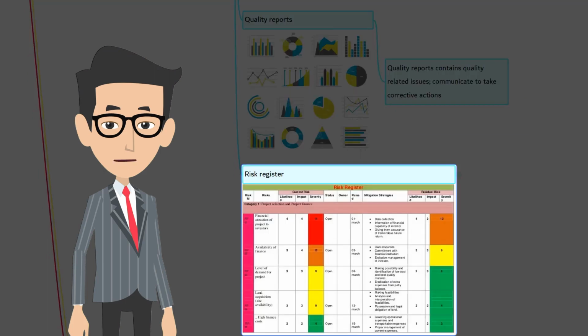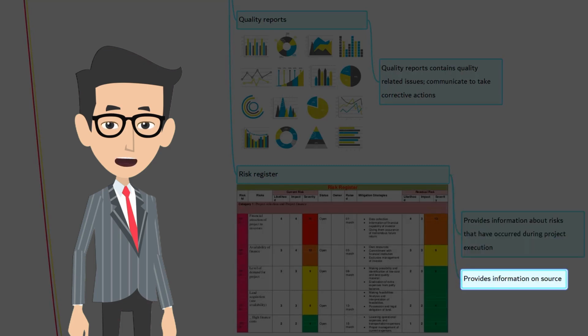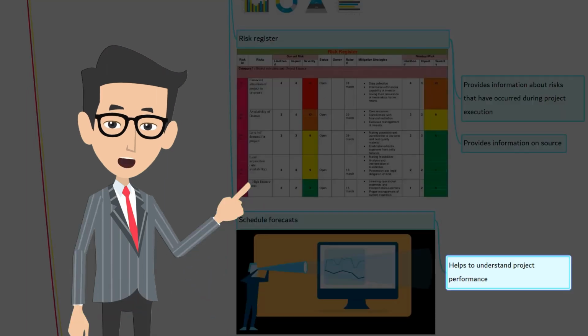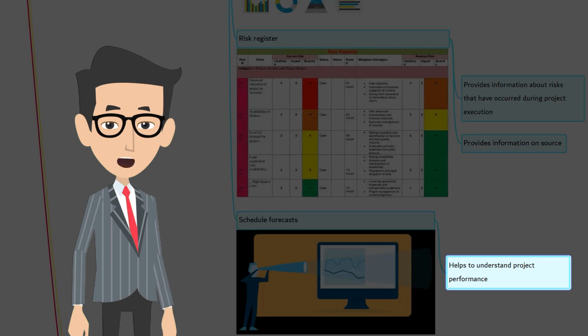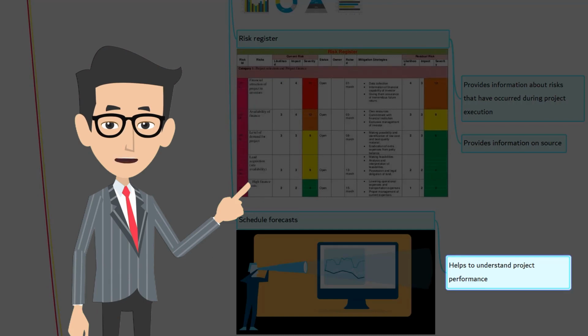Risk register. The risk register provides information on threats and opportunities that occurred during project execution. These are valuable information during monitor and control of the project work. The risk register provides information on source as well, so that necessary root cause analysis can be carried out. Schedule forecasts. Based on the project's past performance, the schedule forecasts are used to determine if the project is within the defined tolerance range for schedule and helps to identify any necessary change requests.